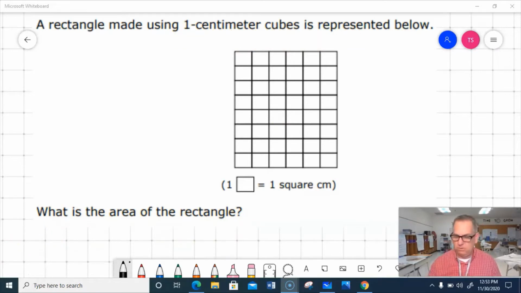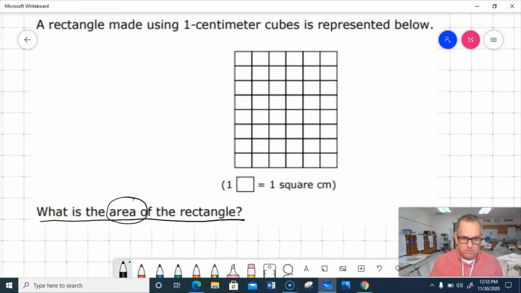I'm going to go ahead and circle the word area because that's very important to us, because sometimes we might be looking at perimeter questions, and perimeter questions are totally different than area questions. So I want to make sure I really focus on what we got to find out. I'll underline the question too. What is the area of the rectangle?